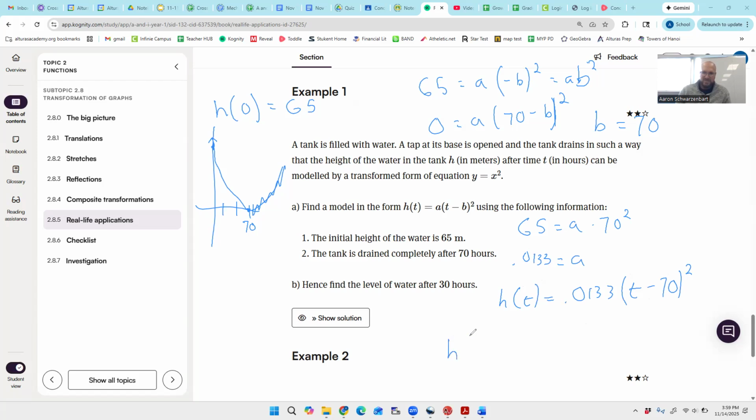So for part b, h of 30 equals 0.0133 times (30 minus 70) squared. And that is h of 30 equals 21.2.